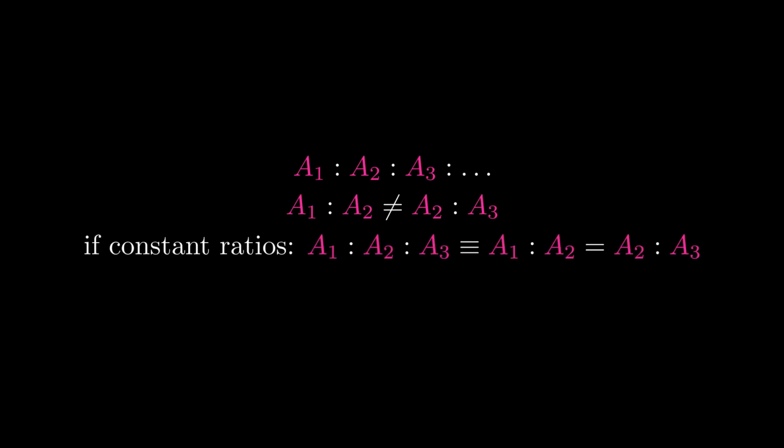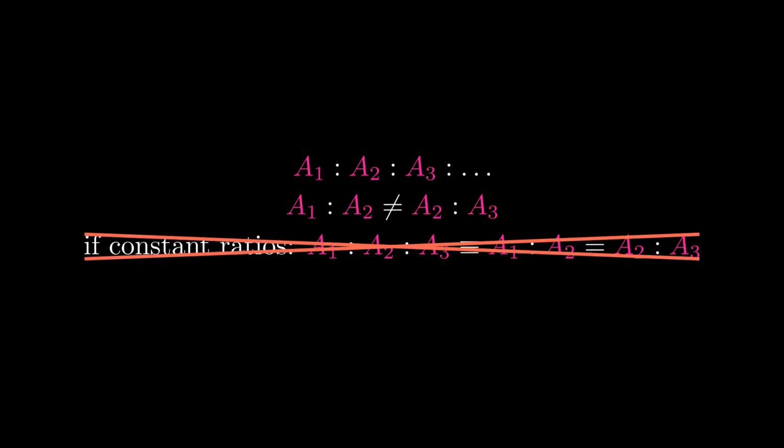In this proposition, we deal with continued proportions of non-constant ratios. We'll write these as a1 to a2 to a3 and so forth, where a1 to a2 is not proportional to a2 to a3, and same in general. If the ratios are equal, then a1 to a2 to a3 is by definition a1 to a2 being proportional to a2 to a3. Again, in this proposition, the ratios are not equal.